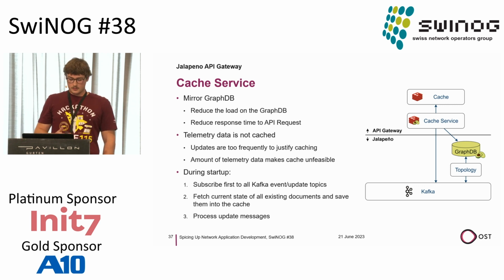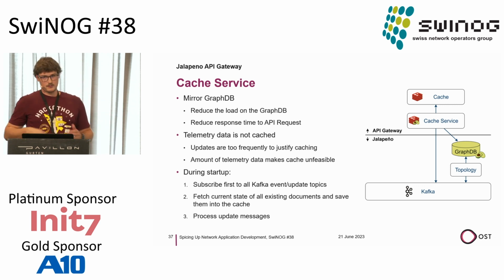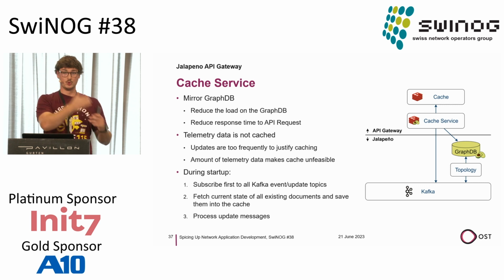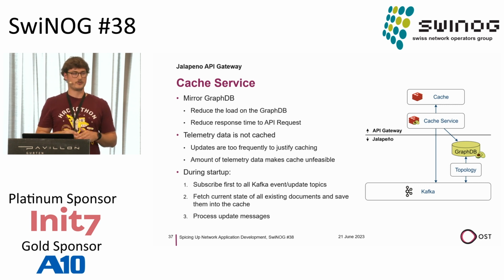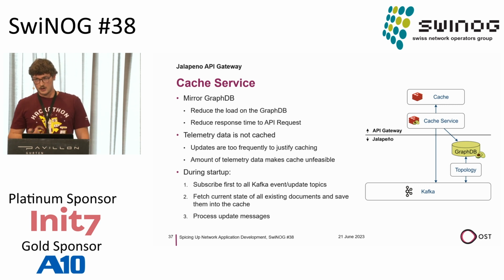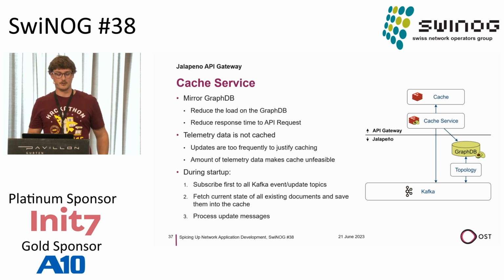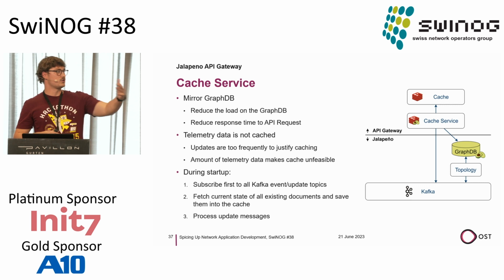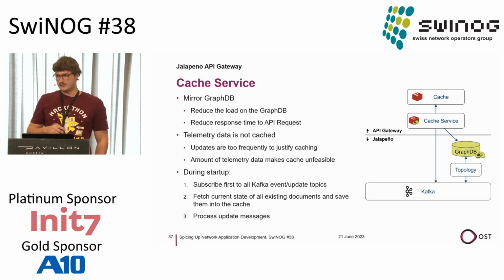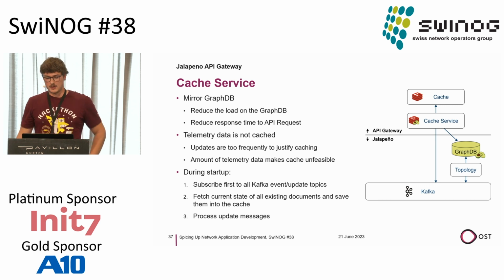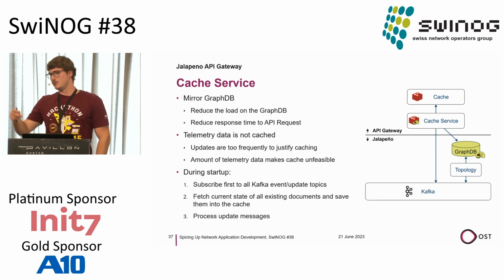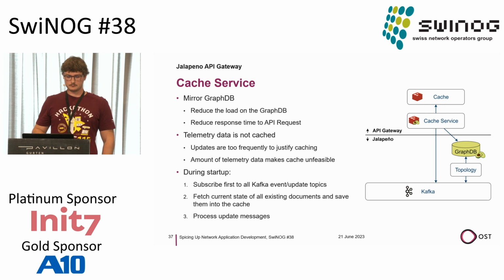So how does it work? Actually it's quite easy. We also recommend to all developers to use the same system. First it subscribes to all event update topics on Kafka, so it really gets the updates if something was changed. Then it fetches the current state of all existing documents from the GraphDB, and then it can process the update messages if something happened during the time of fetching.